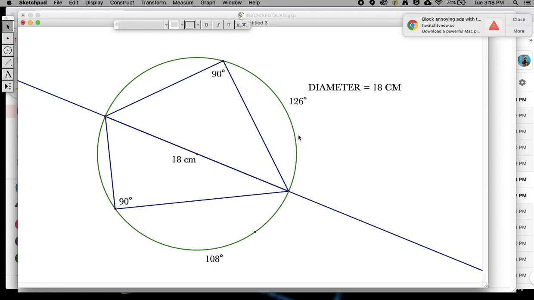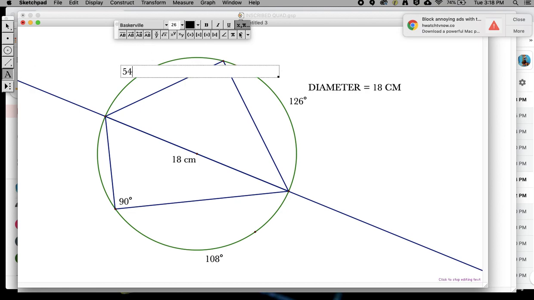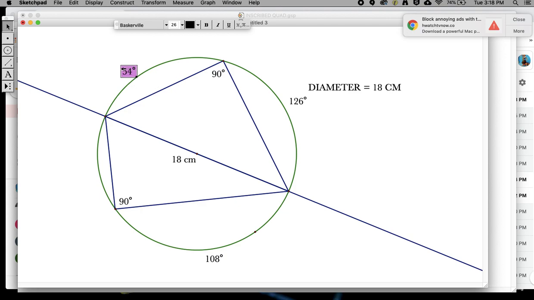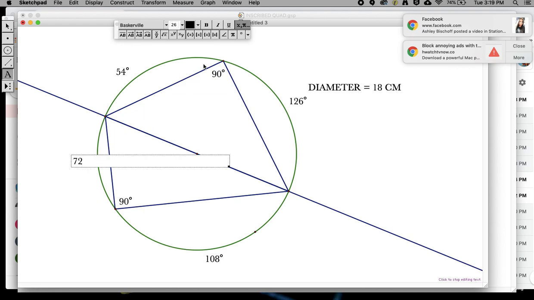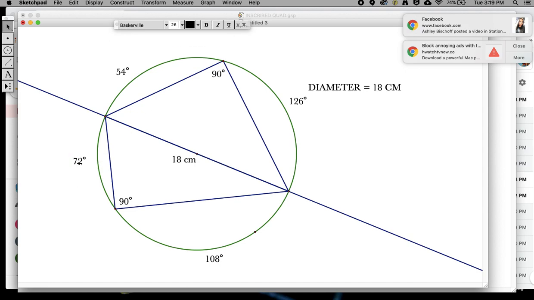So if this arc is 126 degrees, that means that this arc is going to be supplementary to it. So 180 minus 126 is 54 degrees. So this dude over here is 54 degrees. So going through here, life is like a puzzle. Isn't this just fabulous? And then if this is 108 degrees, then his other arc over here, his friend, is going to be 72 degrees, because those arcs have to add up to 180. And the sum of all 4 arcs should be 360.